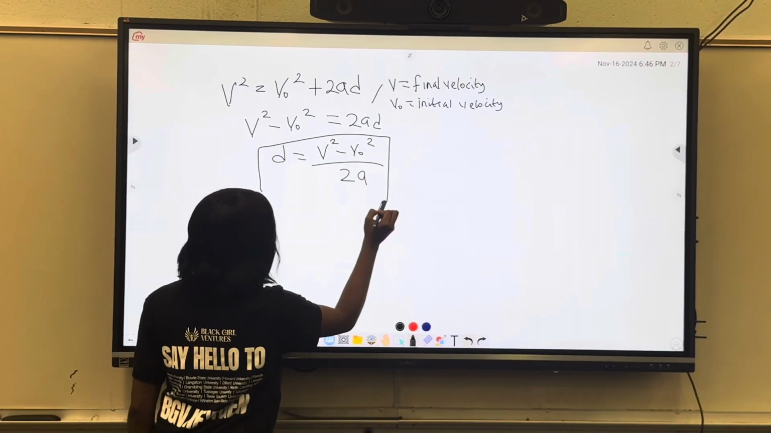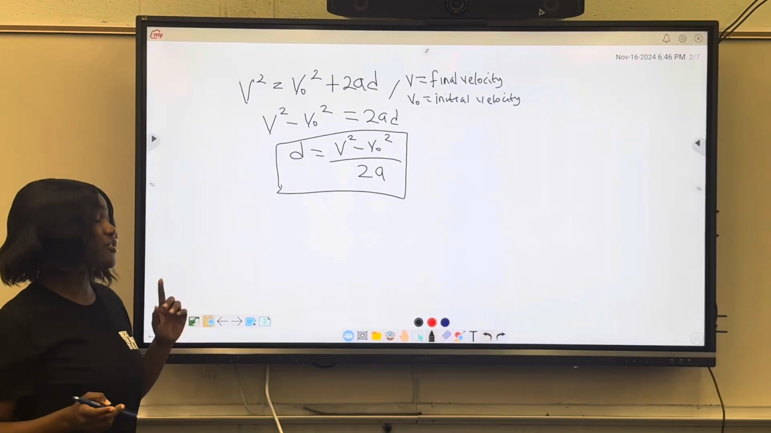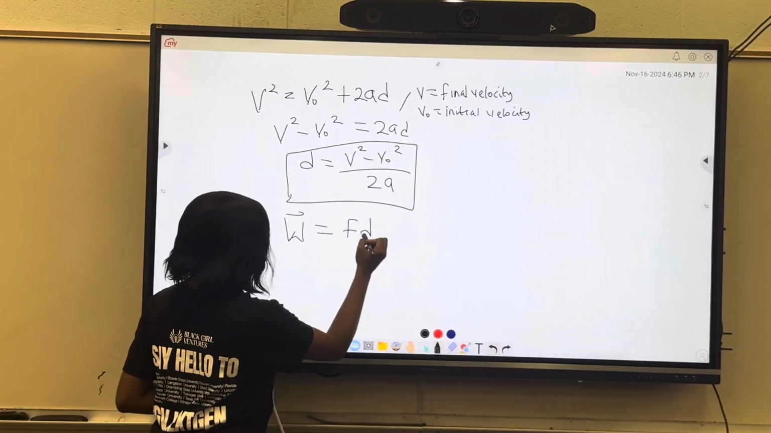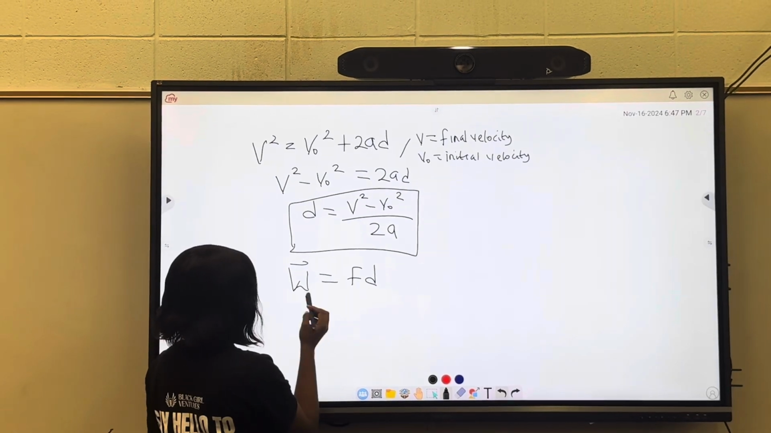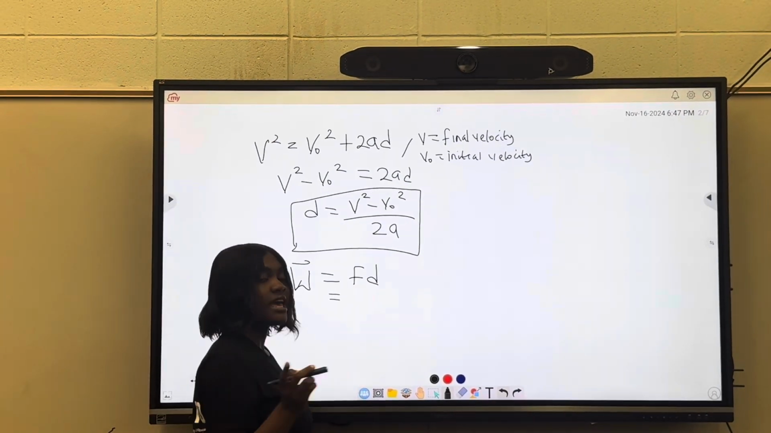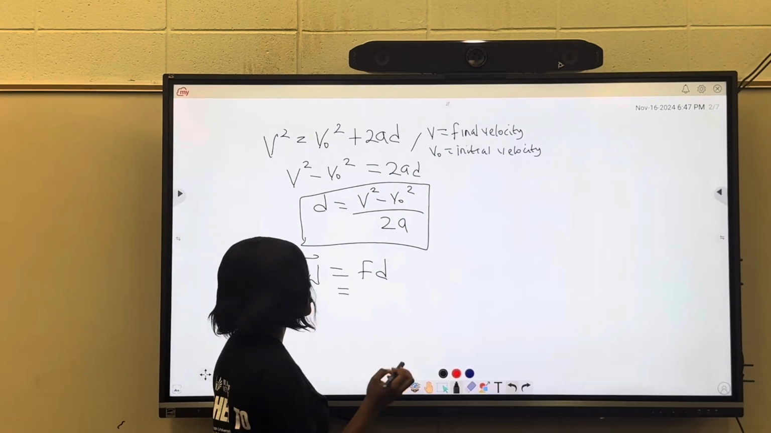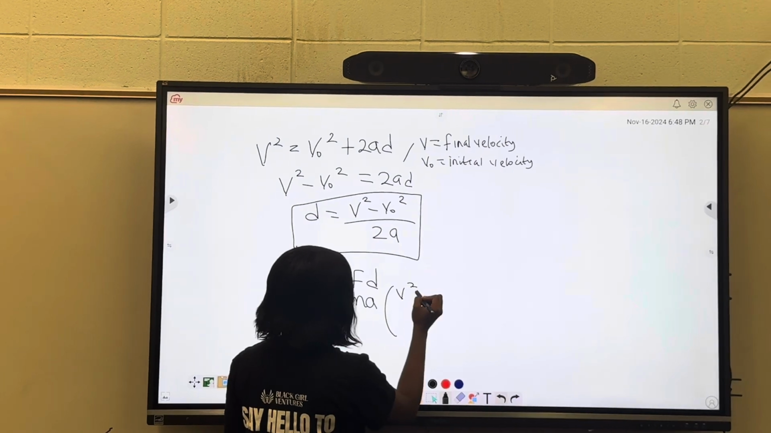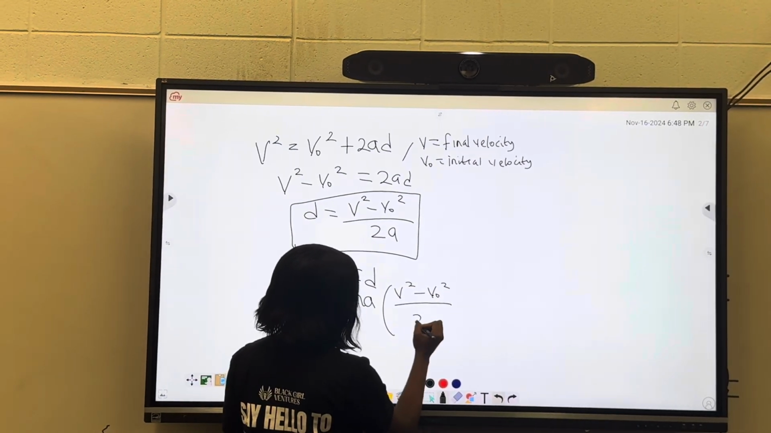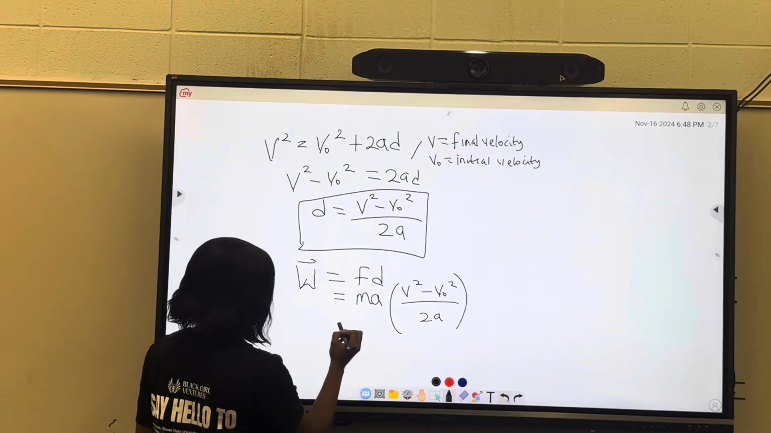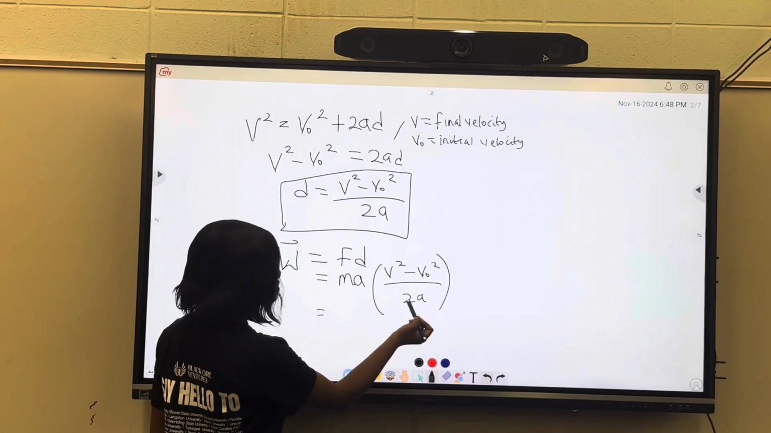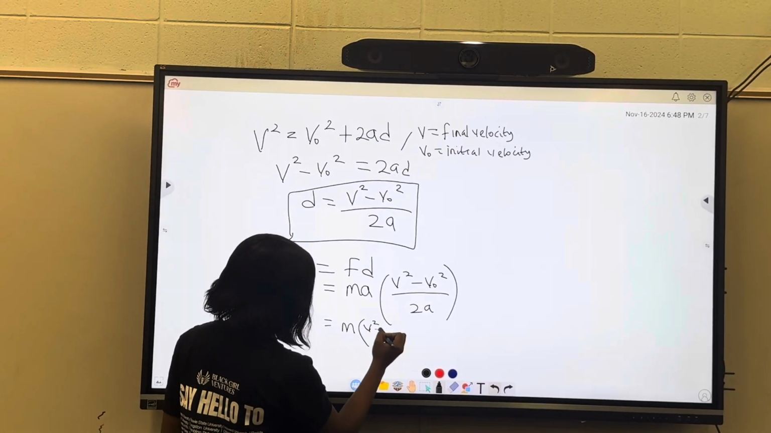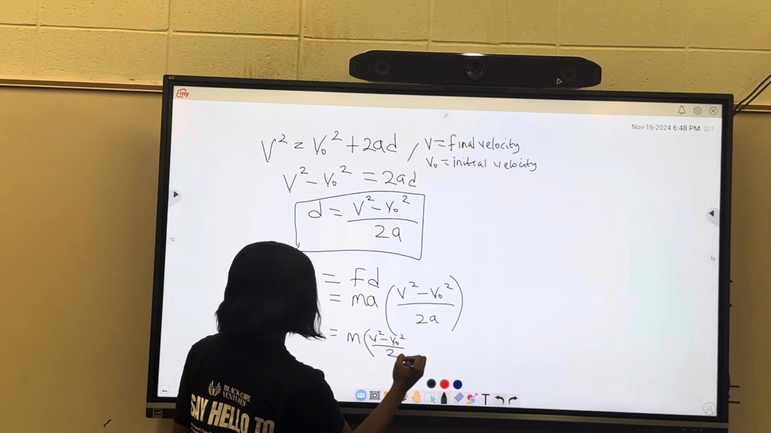So using this, we can substitute that into the equation for work. And we recall that work is force times distance. So we can substitute this value of D into this equation, so that this would be equal to force. And we recall that force is the product of mass times acceleration. So that would be MA into distance, which is v squared minus v naught squared over 2A. And this would be equal to, the A can cancel out, so that would be M into v squared minus v naught squared over 2.